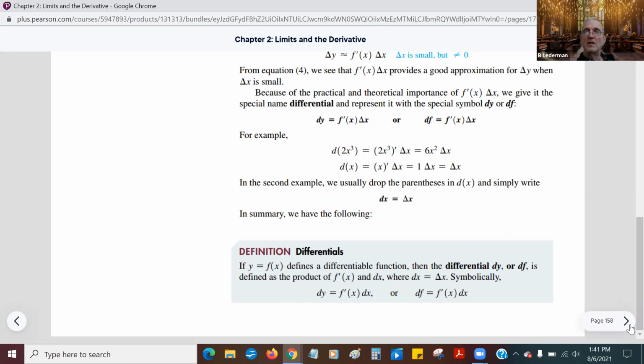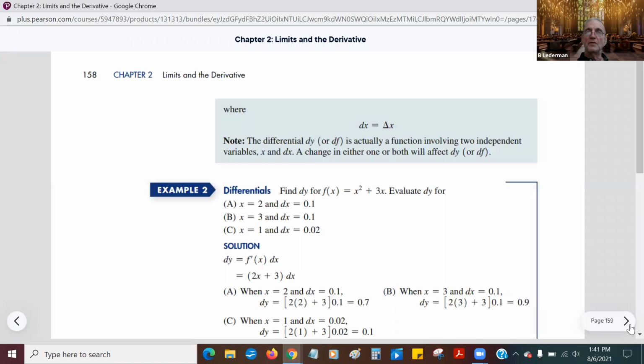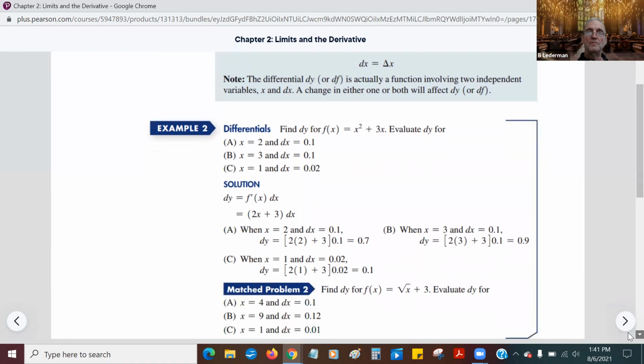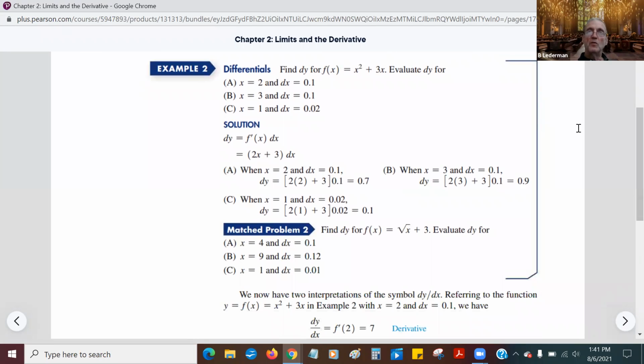Let's look at an example of this. All things are usually easier when we have examples. So find dy.